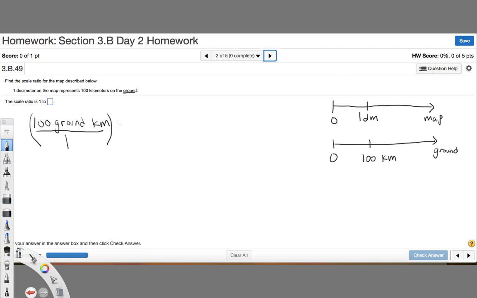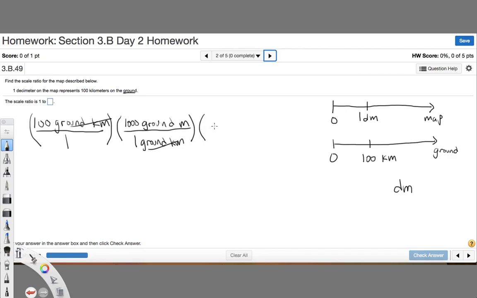So 100 ground kilometers is what we're starting with, and I want to express this in ground decimeters. So 100 kilometers on the ground multiplied by, let's see here, I want to get to decimeters. I will start with ground meters. 1,000 of those is 1 ground kilometer. Those drop out. Now we're in ground meters, but we want to be in ground decimeters.